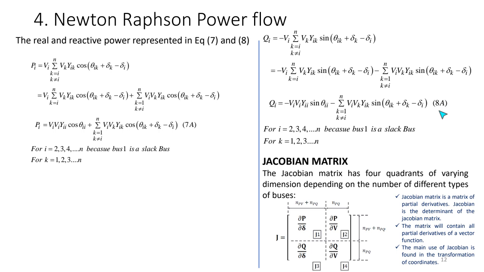So I'll just stop here. What do we understand from 7 and 8, and what is the difference between 7 and 7a? 7 and 7a are exactly the same, but the only thing is we split equation 7 with respect to k equal to i and k not equal to i. And 8 and 8a are the same, the reactive power, but in 8a we extended equation 8 with respect to k equal to i and k not equal to i, so that we can finally write equations 7 and 8 as 7a and 8a. Is it clear? Any questions with respect to 7a and 8a?